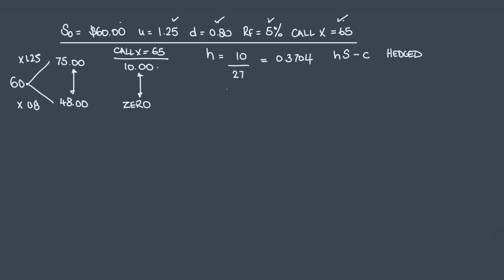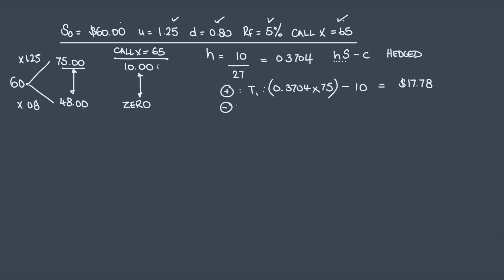Show your brain why that is the case. What happens if the stock price goes up? Well, if the stock price goes up at T1, if you'd gone long H units of S, you would have 0.3704 units of a stock now worth 75. If you'd gone short on the call, the payoff on the call is 10. You are short, so that's against you, minus 10. Your portfolio at T1 would be 17.78.